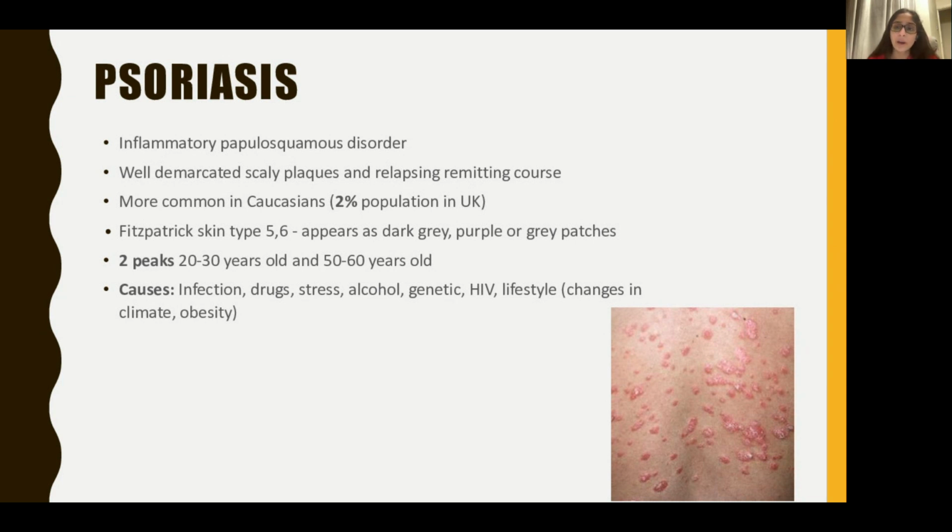There are two peaks where incidence of psoriasis is high. So one is between 20 and 30 years old, and the other is between 50 and 60 years old. So there's a variety of causes, including infection, drugs, stress, alcohol, a genetic component, HIV, and lifestyle changes.